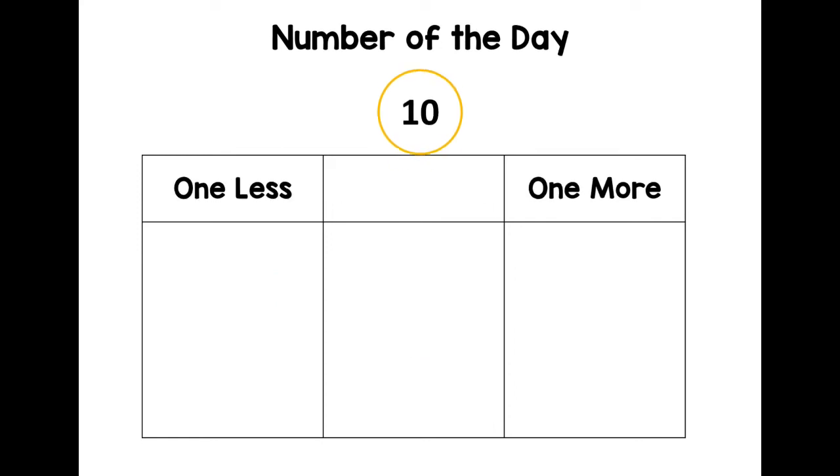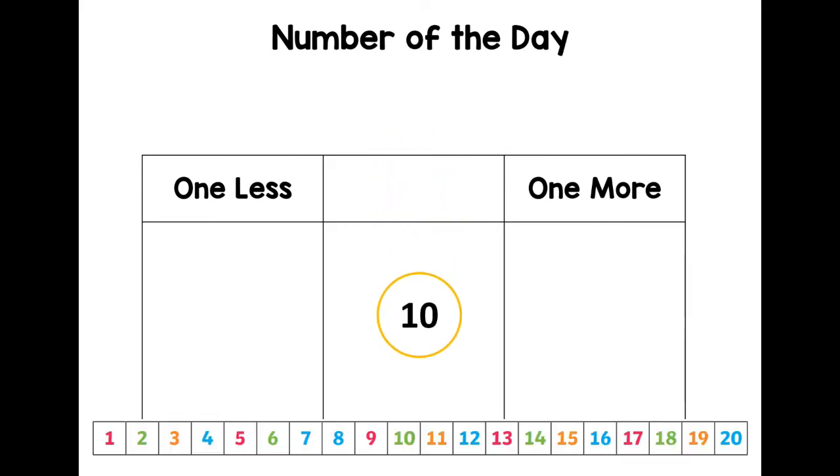Here's 10. And here's a number track. Can you find 10 and do one jump down the number track? And that will be one less. Here's 10, and if you jump down, that's one less. And if you jump along the number track here, that's one more.